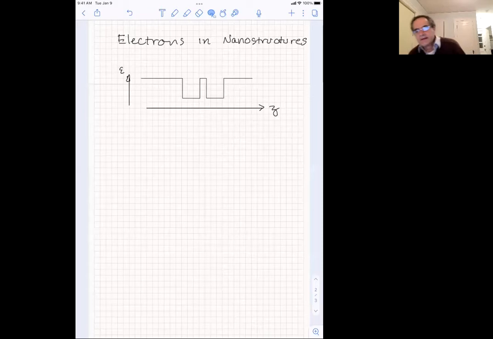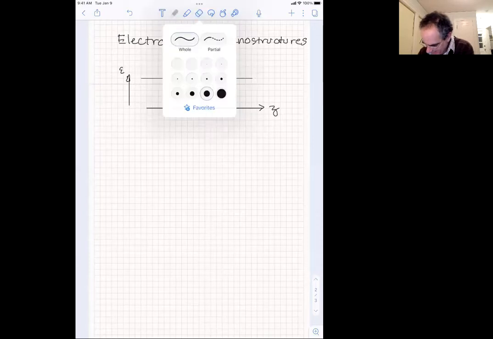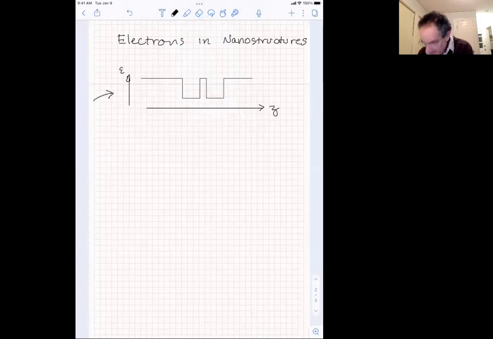So we're imagining electrons moving through a solid that encounter a potential that looks like this, where the potential varies as a function of position. How do we treat something like this? Well, to begin with, we're going to use what's called the effective mass approximation.